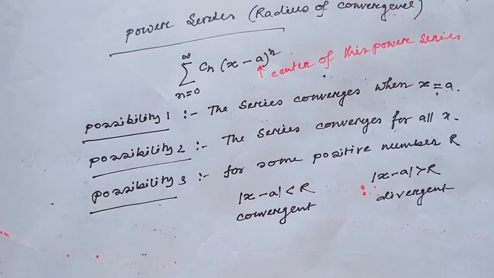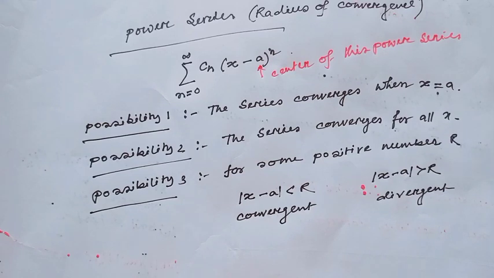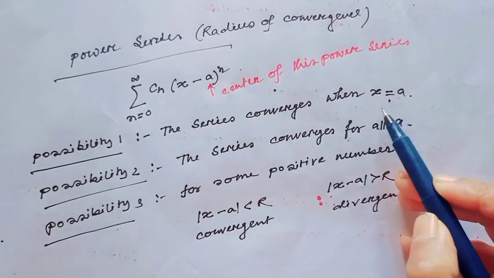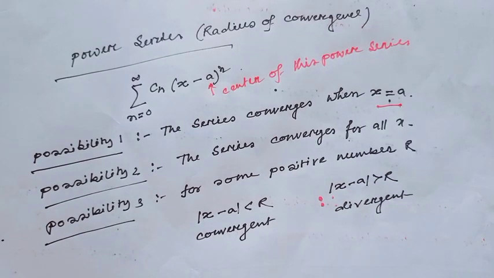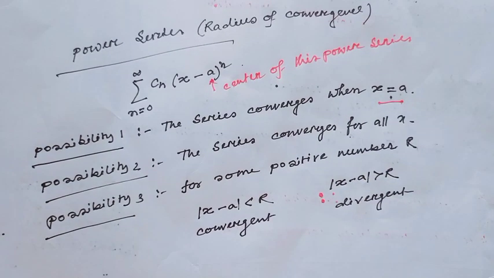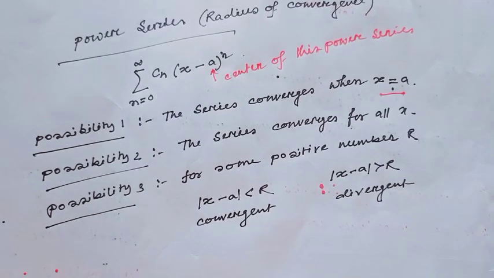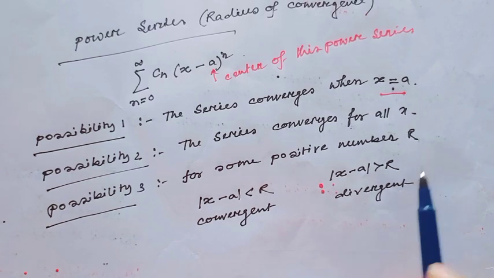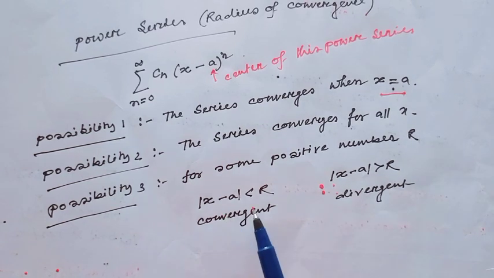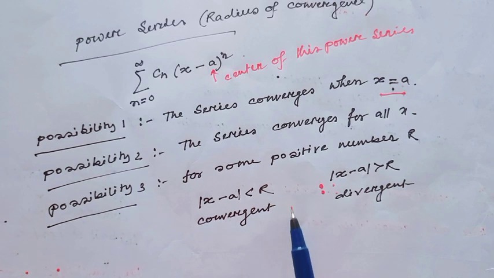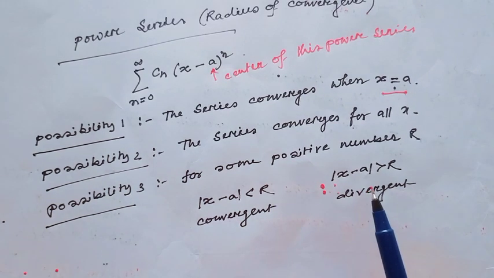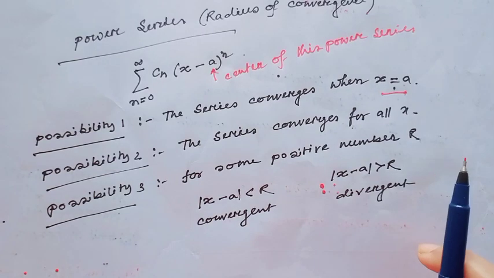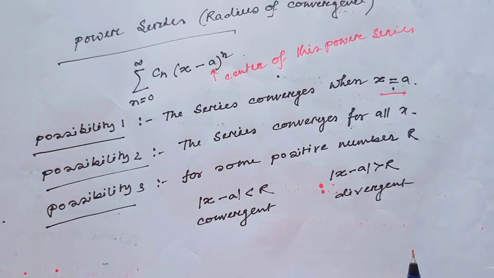For power series convergence, we have seen a few minutes ago, there exist three possibilities. Possibility 1, the series converges when x equals a. Possibility 2, the series converges for all values of x. Possibility 3, for a positive real number r, such that the absolute value of x minus a is less than r, the series converges. For the absolute value of x minus a greater than r, the series diverges.